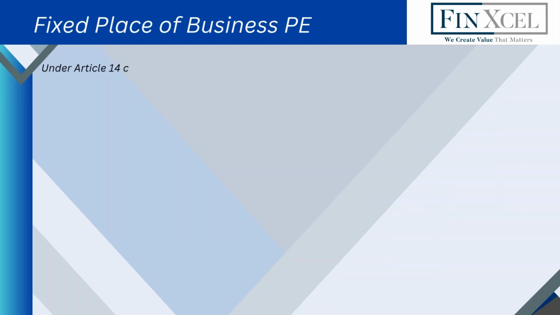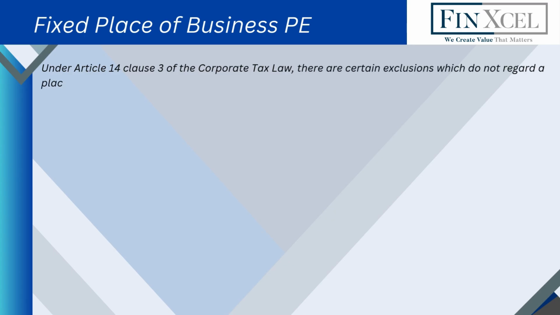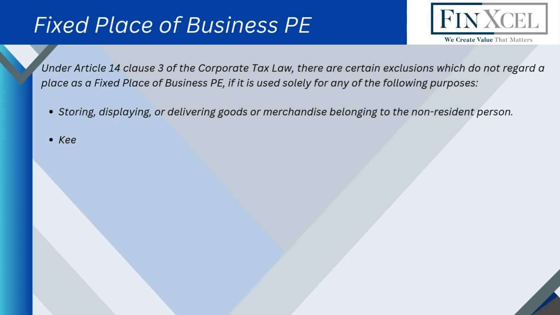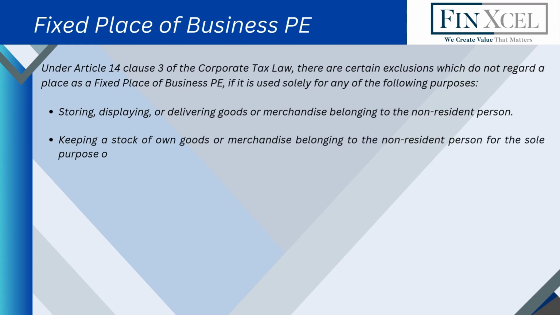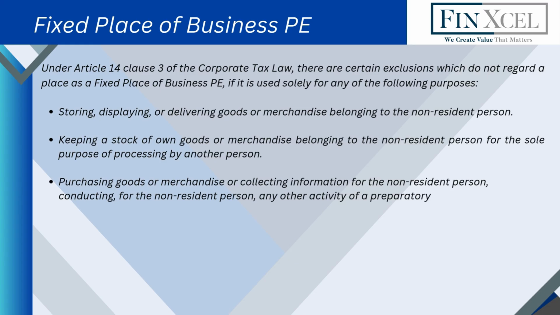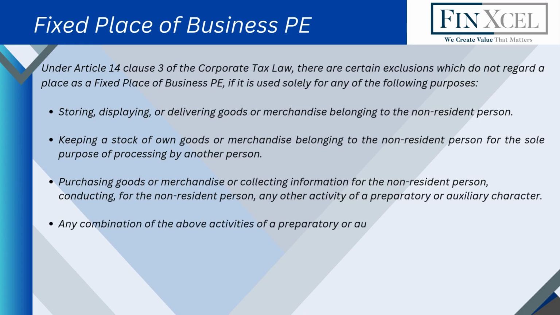Under Article 14 Clause 3 of the Corporate Tax Law, there are certain exclusions which do not regard a place as a fixed place of business PE, if it is used solely for any of the following purposes: storing, displaying, or delivering goods or merchandise belonging to the non-resident person; keeping a stock of goods or merchandise belonging to the non-resident person for the sole purpose of processing by another person; purchasing goods or merchandise or collecting information for the non-resident person; conducting, for the non-resident person, any other activity of a preparatory or auxiliary character; or any combination of the above activities of a preparatory or auxiliary nature.